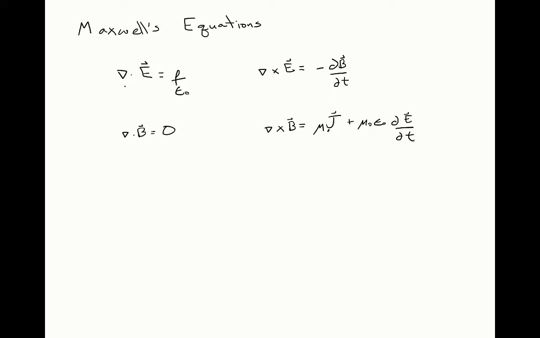This symbol here means the divergence of the electric field. This is about the divergence of the magnetic field. This is about the curl of the electric field, and this is about the curl of the magnetic field. And these over here are partial derivatives rather than the derivatives we've been using so far.